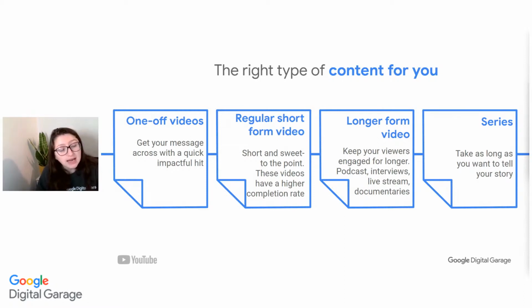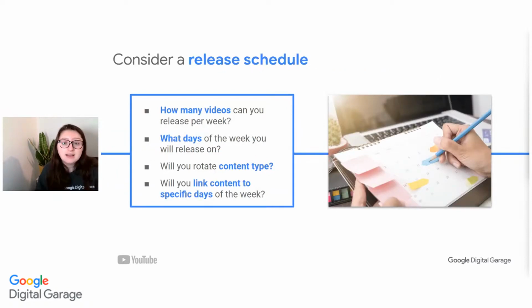One thing that can be really helpful is to think about creating what we call a release schedule, starting to create an understanding of exactly when you're going to post, how many videos you're going to post per week, per month, what days of the week are you going to release on? Are you going to use multiple different content types? Maybe you're going to have short form content and long form content, and you're going to release them in rotation over a period of time.